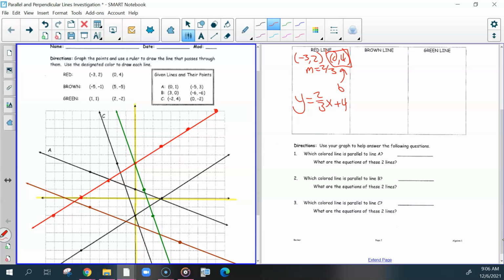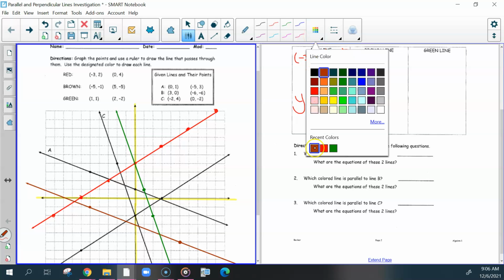So y equals mx plus b. This is your m, and this is your b. The 4 that they gave you is your b. Your brown line, we could also count the slope of that. This one did not give you your y-intercept, so we'll have to find it.